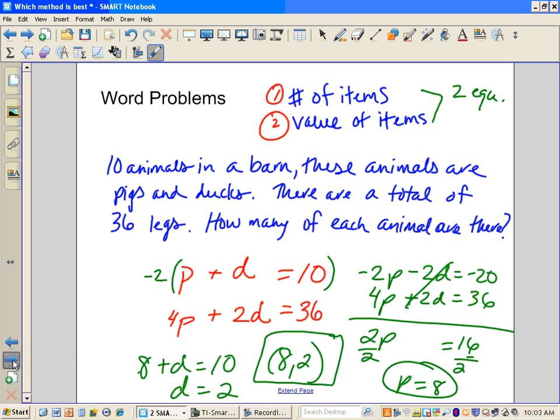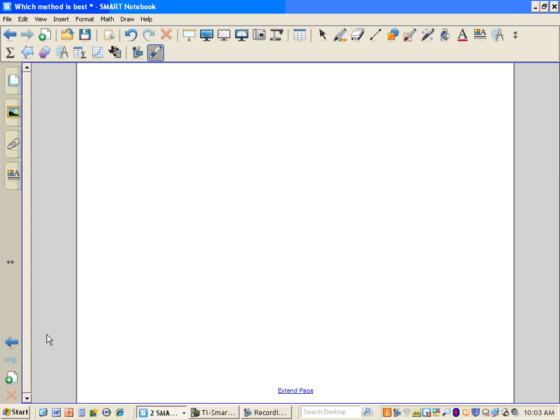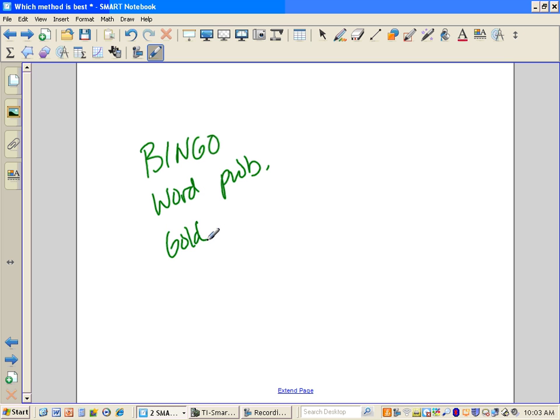That is all I have to share today. What you're going to want to do is there's a bingo practice sheet. There's a word problem sheet to do. And there's a gold summary sheet where you're going to want to put a lot of these examples down so that you can use that gold sheet on your quiz and then eventually on your test. Good luck. Thanks for listening.